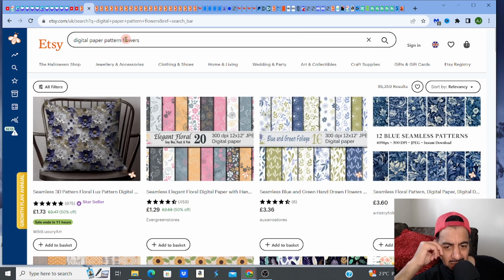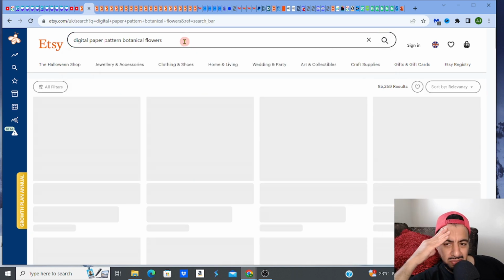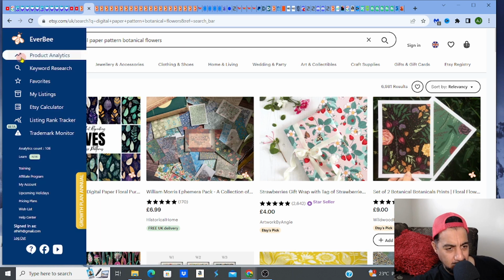Can you see? And then you can actually go in a bit further. So it might be botanical flowers. I'll just add another word to it, right? Botanical flowers, right? And then you can see that it goes even further down, hopefully. Yep, down to 6,981, right? So this is how you would reduce the results where you're able to maybe potentially rank in, right?